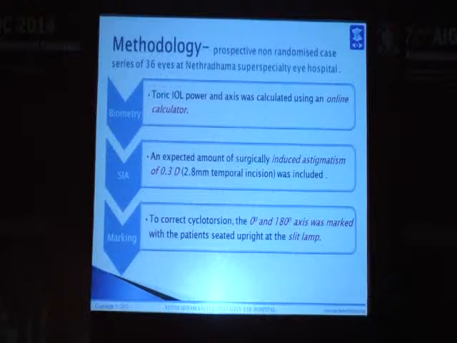Bangalore. The toric IOL power and axis was calculated using an online calculator. An expected amount of surgically induced astigmatism of 0.3 diopters was included. To correct for cyclotorsion, the 0 and 180 degrees was marked with patients sitting upright at the slit lamp.